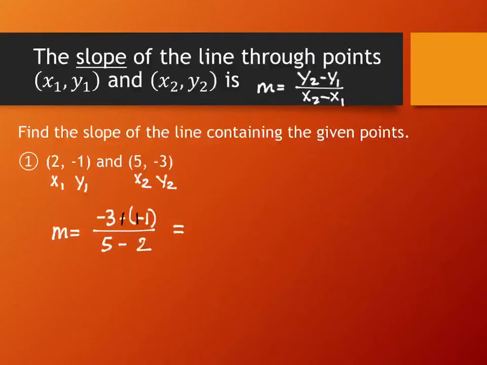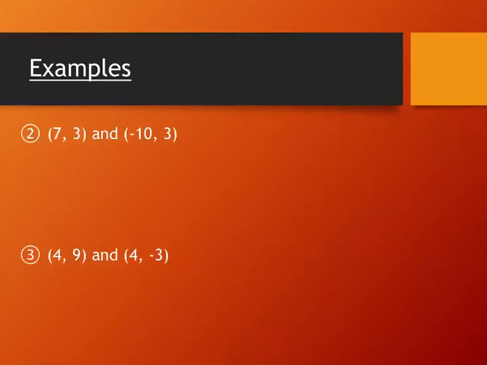And so I actually have -3 and +1, which gives me -2. And in my denominator, I have 5 minus 2, which is 3. If it could reduce, we would, but -2/3 does not have that capability, so we're done at the point when we get to -2/3. I have a couple more that I'd like to show you what happens.